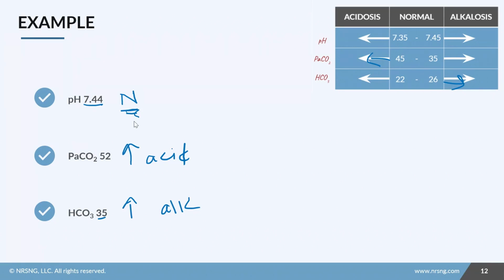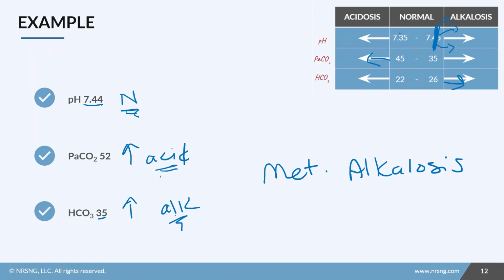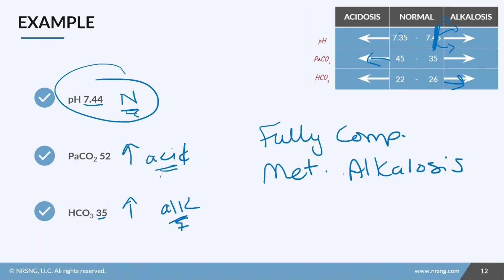So now the question to ask yourself is, which side of normal is my pH on? Well, at 7.44, it would fall right about here. So it's kind of on the alkalosis side of normal, isn't it? So we can reasonably assume that since my bicarb is showing alkalosis, this was probably a metabolic alkalosis. Now, step three, is there compensation? Well, yes, we've already seen that, right? Both the CO2 and the bicarb are abnormal. They're in opposite conditions. And since my pH is normal, what we're seeing here is a fully compensated metabolic alkalosis.